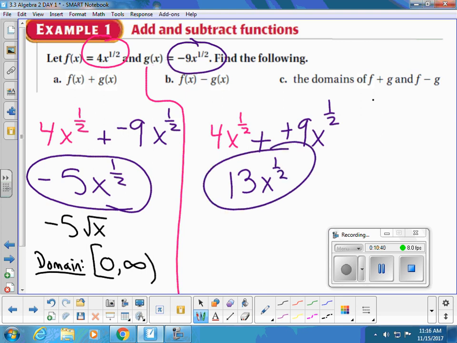I'm going to use the Lexi method, I'll call it, to rewrite it. What would it look like, Lexi? 13 radical x. So what would our domain be? Yeah, so it just happens to be the same. Oftentimes they are going to be the same when you add versus when you subtract. There's a lot of adding and subtracting of like terms today and just thinking about the domains of your answers.